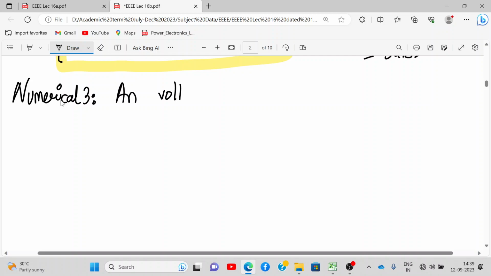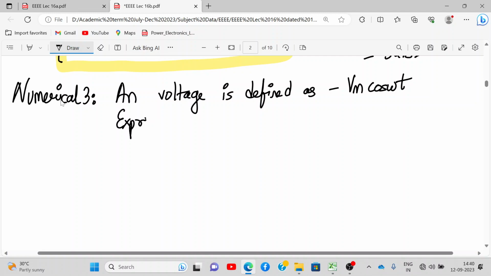A voltage is defined as minus Vm cos omega t. Express it in polar form. A voltage is defined as minus Vm cos omega t. Express it in polar form.